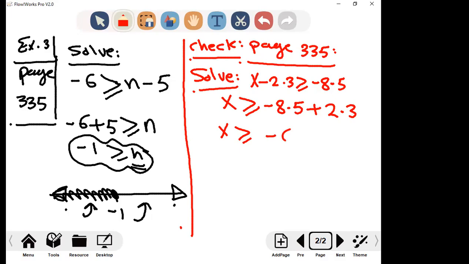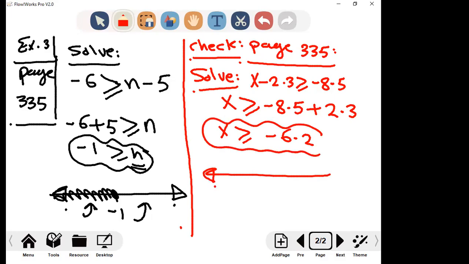Yeah, negative 6.2. Now let's graph it. This is the solution. So here negative 6.2 and x more than, so a closed circle, and the shading will be to the right. Check your answers, please.